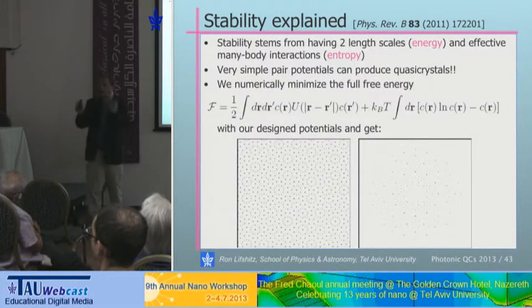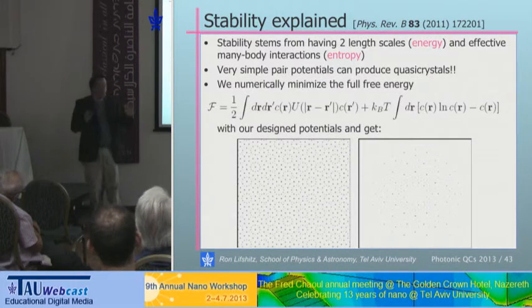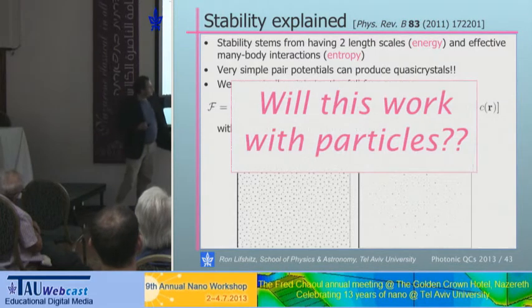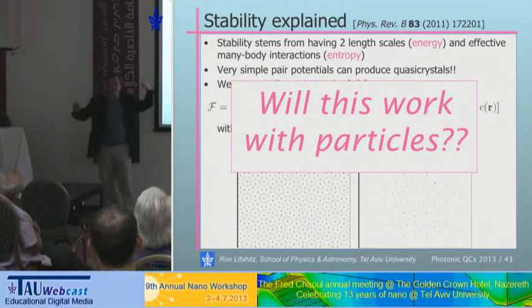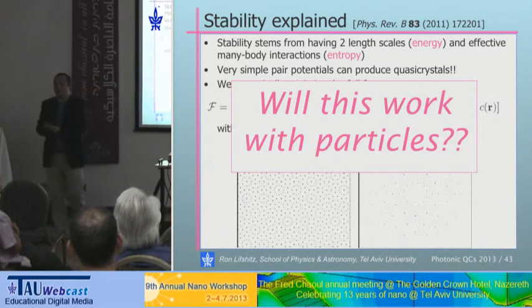And then we know how to design the potential, and we were able to show that we can design potentials that give these nice 12-fold symmetric particles. Let me just finish with this last question. You might ask, okay, this is a mean field theory. Can we do this with actual particles?